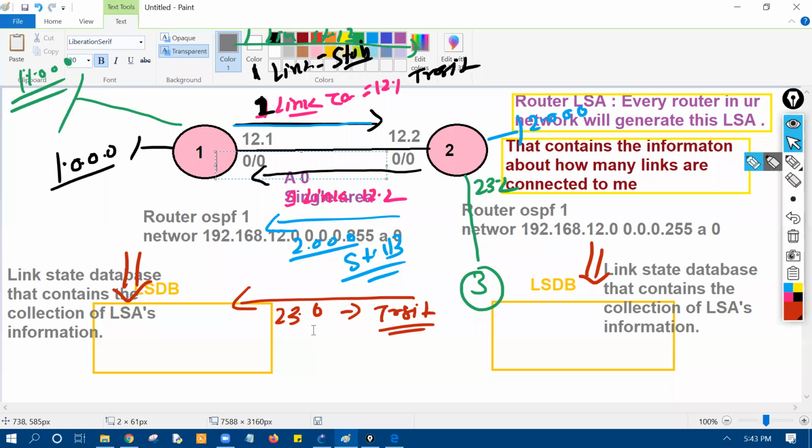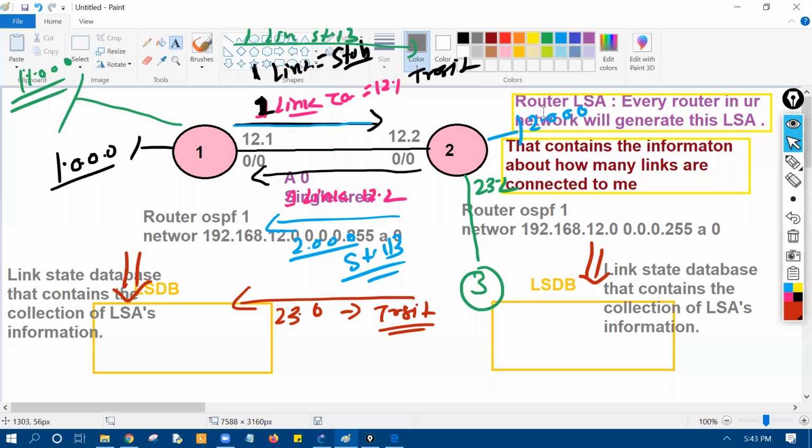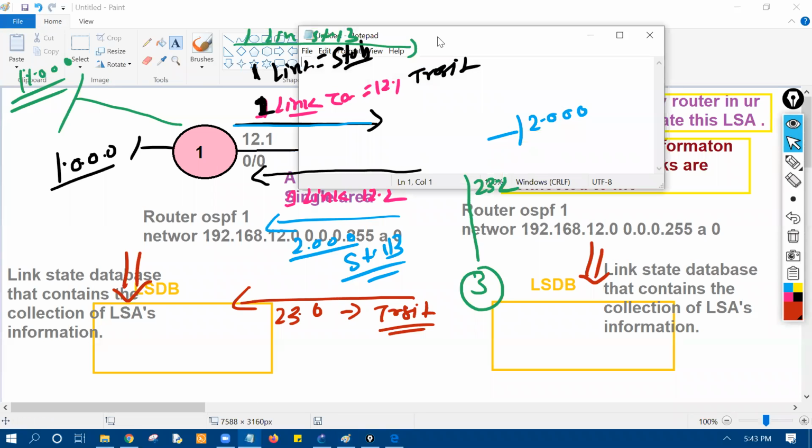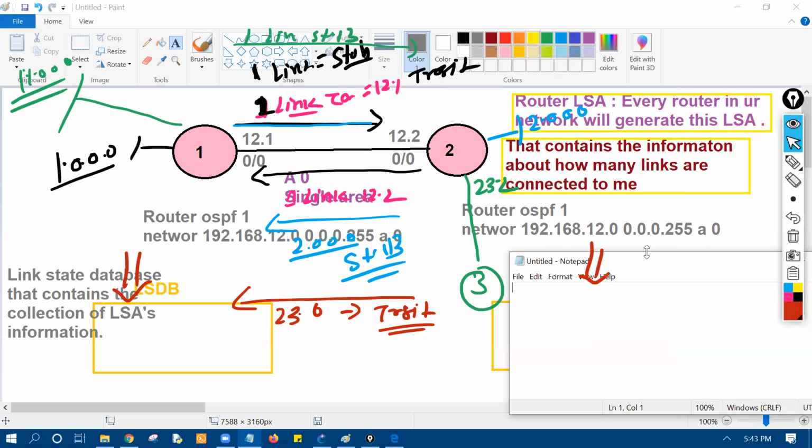Okay, so let me show you the practical, then it will become very clear to all of you. This is the first LSA. So every time, have a look at the name of the LSA, right? The router LSA is the first LSA of OSPF. It is also known as a type 1 LSA, right? Sometimes in the interview, they will ask you what a type 1 LSA is. Type 1 LSA is the router LSA. And each router is going to generate one router LSA.